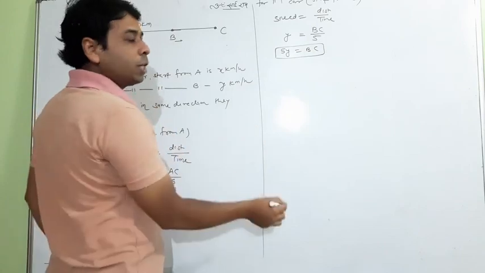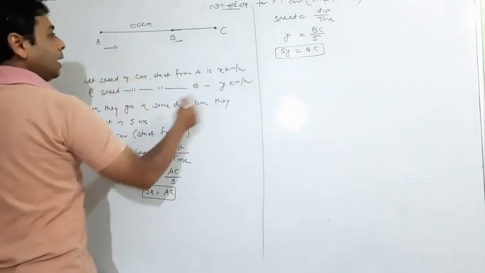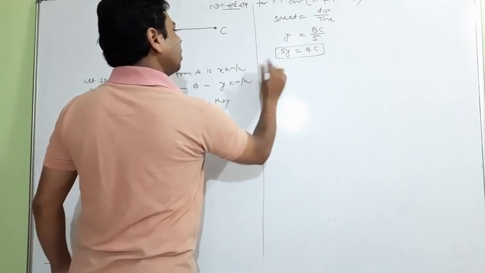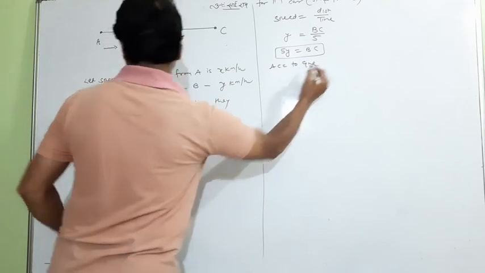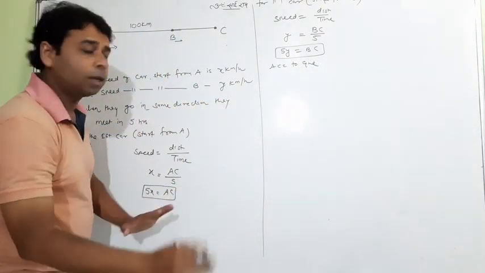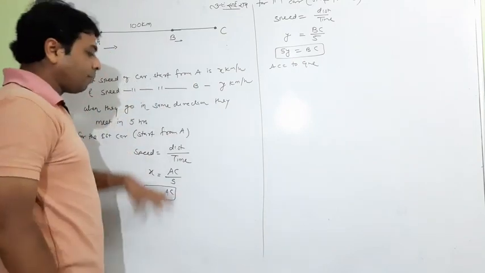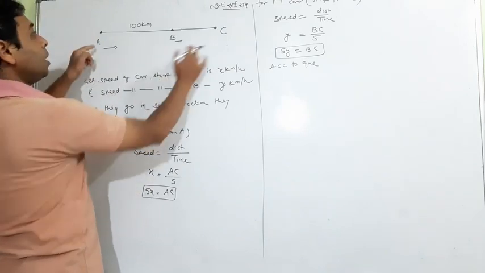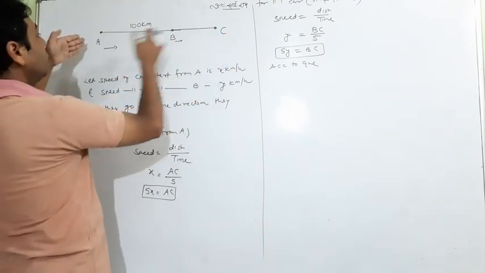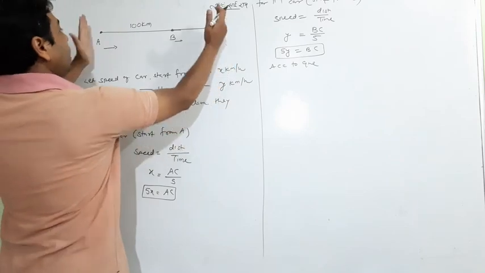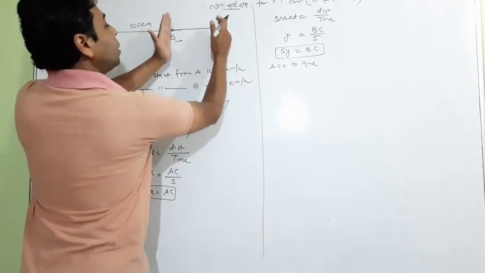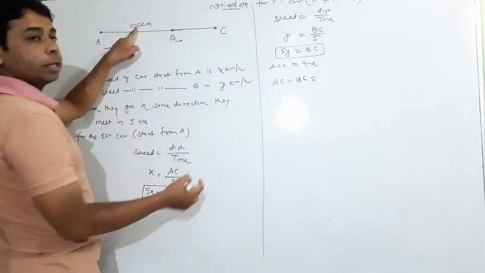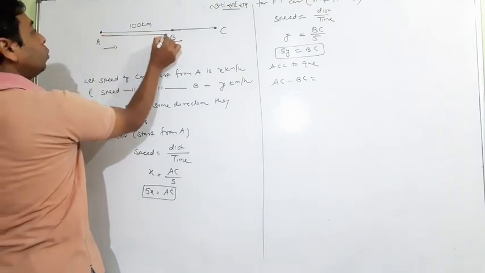And the first condition is written here. According to the question, when they go in the same direction, they meet after 5 hours, and we got AC and BC. So as a simple picture we can say that AC minus BC, A to C minus B to C, will be equal to 100, because 100 is the distance from A to B.